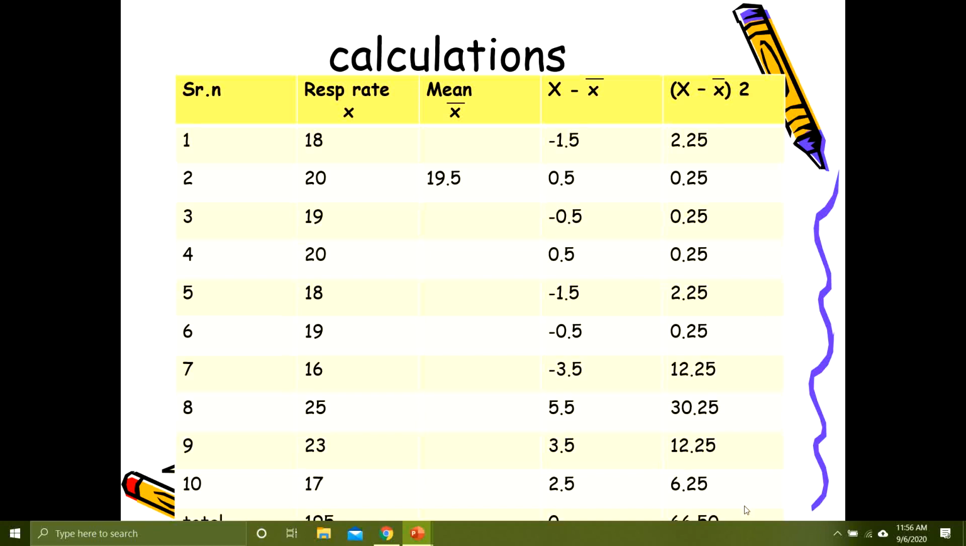If the sample size is less than 30, for the denominator, you will take n minus 1, and if the sample size is more than 30, you will take the denominator as n for calculation of variance. So you will sum them all up, which is almost 66.50. You will divide them by 10, and this will give you your variance.